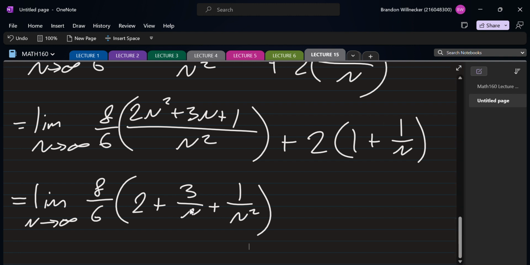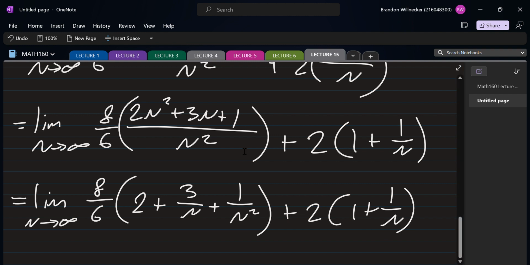Okay, now when we take the limit, it's very easy. We see that the 3 over n, that's going to go to 0. The 1 over n squared, that's going to go to 0. If we look at the previous line and we want to take the limit, that's a bit more difficult to do. So if you can simplify as much as possible, please do so. And then we have 2, 1 plus 1 over n. Now, we take the limit.